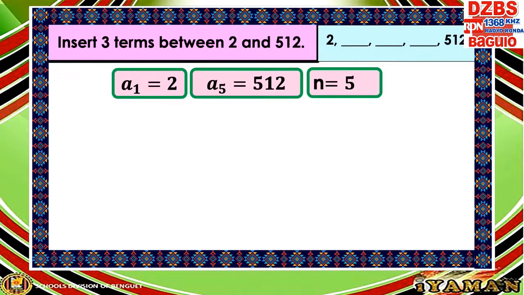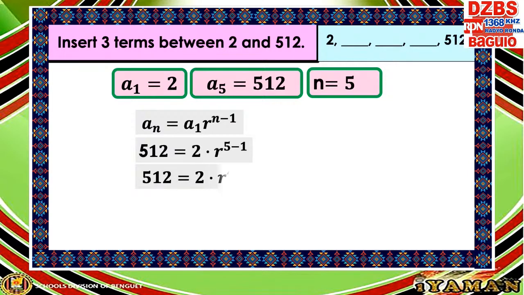Let us use the general formula. Then substitute the given values. A sub n now becomes a sub 5, and a sub 5 is equal to 512. A sub 1 is 2 times r raised to n minus 1, or 5 minus 1. Let us then simplify. 5 minus 1 is equal to 4. To isolate r raised to 4, let's divide both sides by 2. 512 divided by 2 is equal to 256.